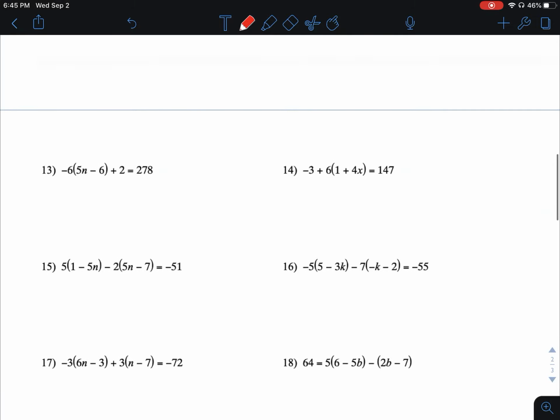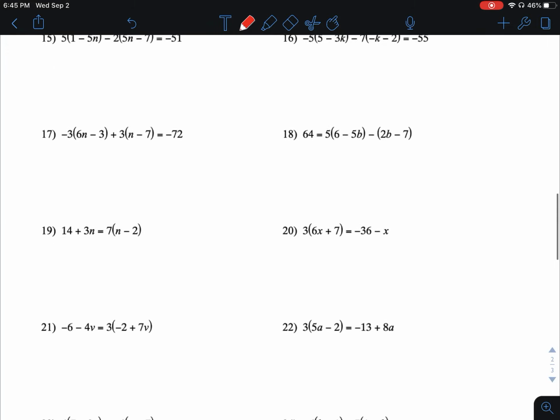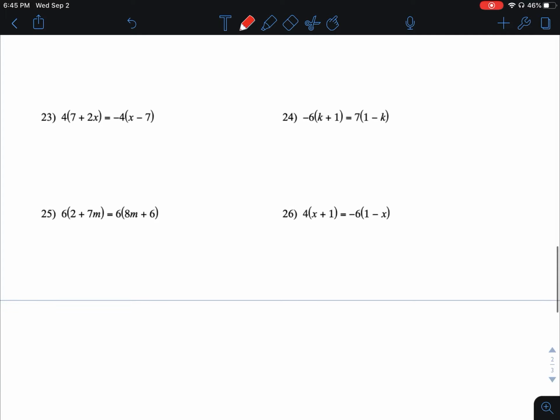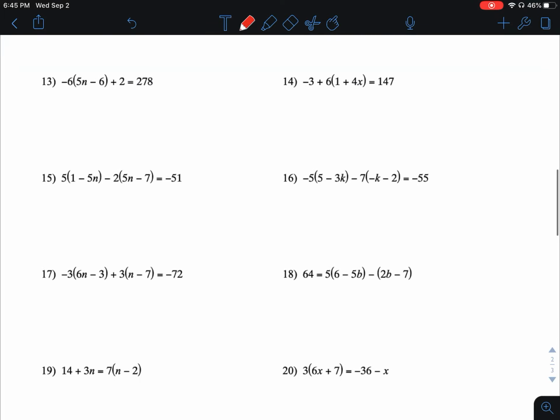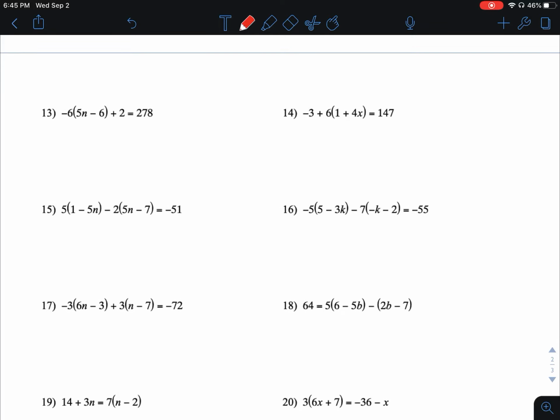All right, then we get into some harder ones. As you can see, there's a lot more distributive property coming up. So these 13 through 18, notice that you have a double set of parentheses. A couple things to keep in mind here. Look at number 15. This is a negative 2 that you are distributing to both things on the inside. So make sure that negative goes with it. Over here, you have a -7 that you're distributing. You also have a -5 that you're distributing.